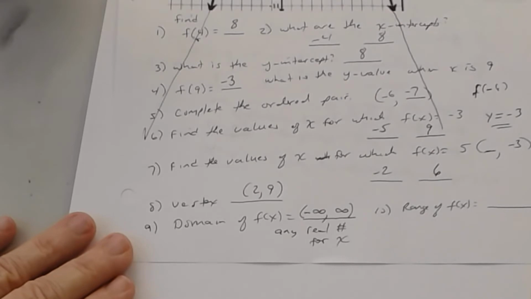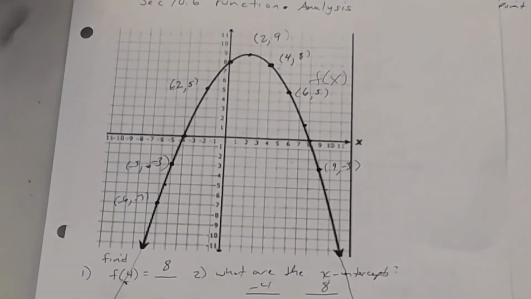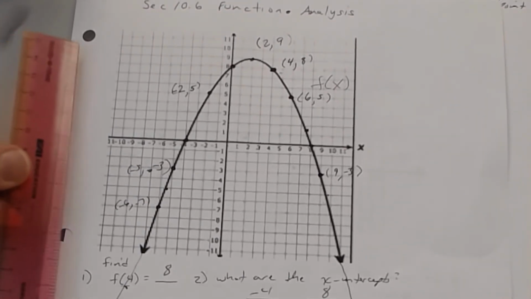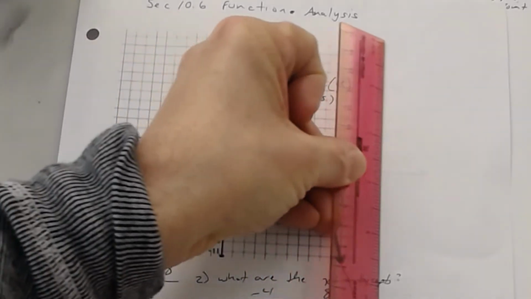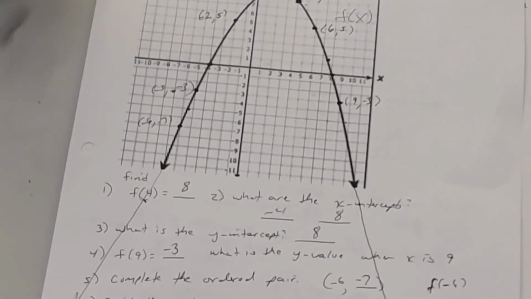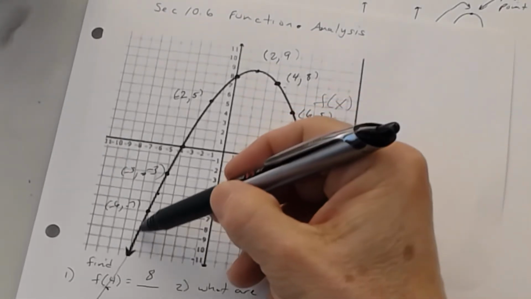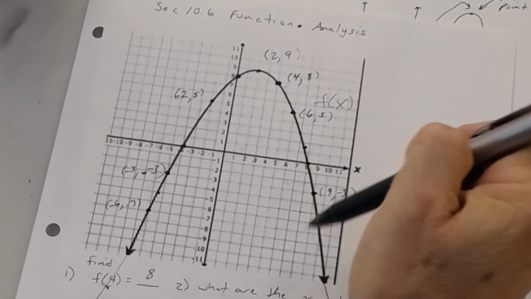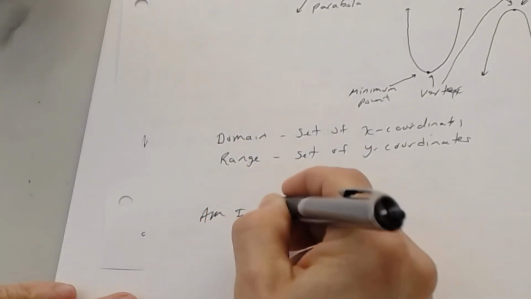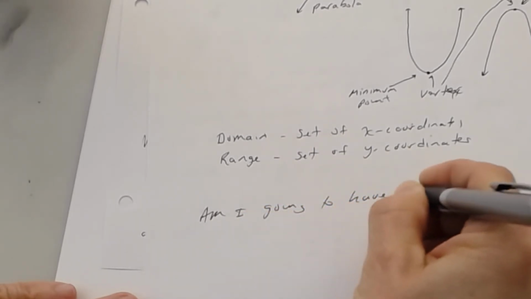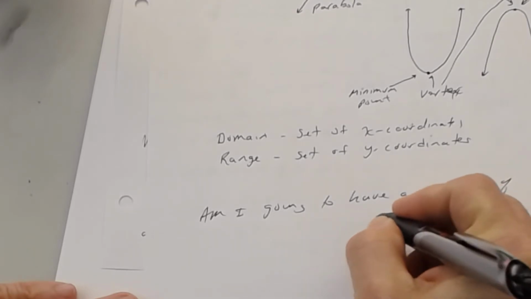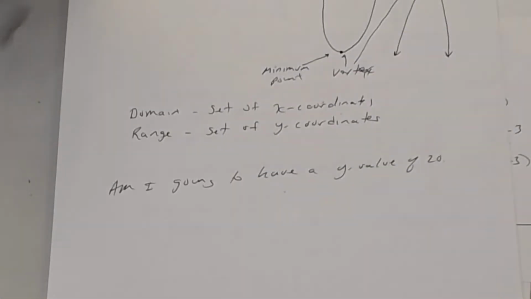Okay? Let's get range now. Remember when I did the domain, remember domain is a set of x coordinates? I went along which axis? The x-axis. That's how I did this. The range is a set of which coordinates? Y coordinates. All right, I'm going to ask you this. Looking at all these points, am I going to have a y value of 20? Am I going to have a y value of 20? Why not?